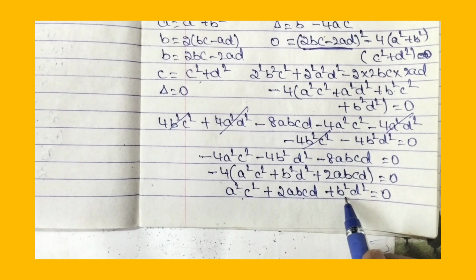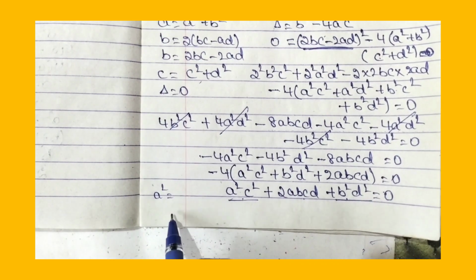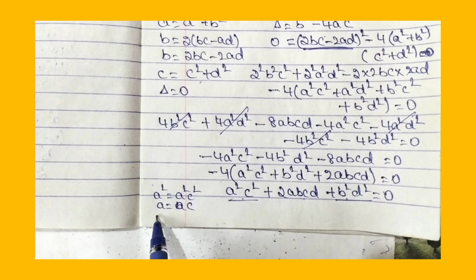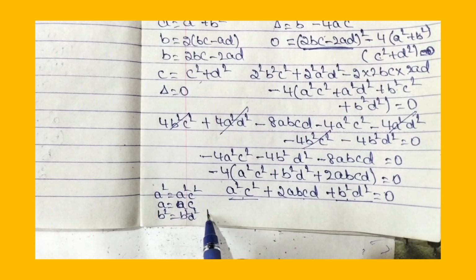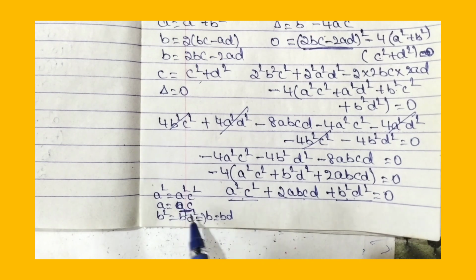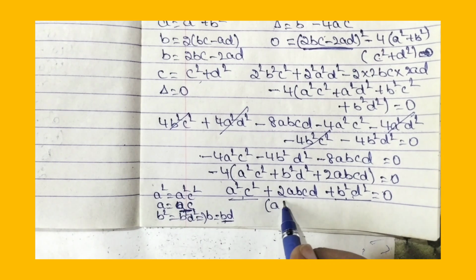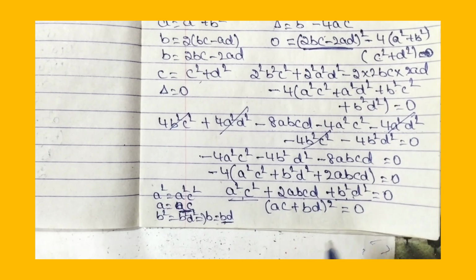Here this is a square and this is b square. So a square is equal to a square c square, then a is equal to ac. b square is equal to b square d square, then b is equal to bd. So a is ac, b is bd. This is in the form of a square plus 2ab plus b square, which can be written as (a plus b) whole square, that is (ac plus bd) whole square, which is equal to 0.